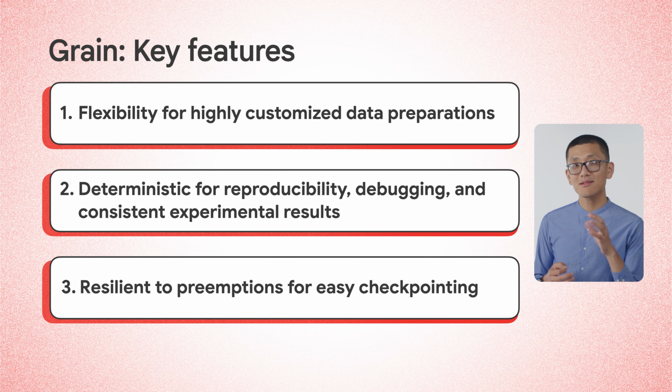Third, and this is a personal favorite of mine, it's resilient to preemptions. Grain is designed for easy checkpointing and seamless resumption of data processing after interruptions, which makes it perfect for long-running training jobs in cloud environments using preemptible instances. Last time I checked, there's still a big discount for using preemptible instances, sometimes also called spot instances. So this can be a great way to get more performance for the same cost.